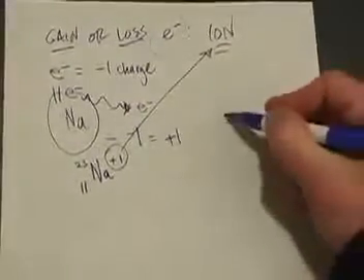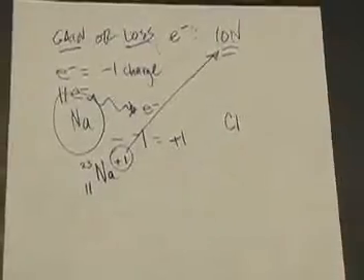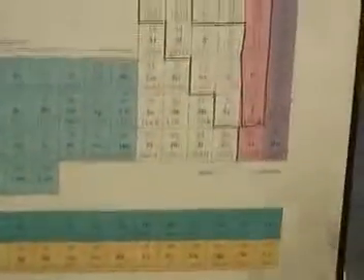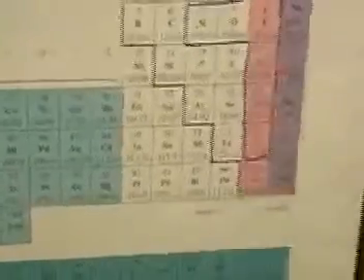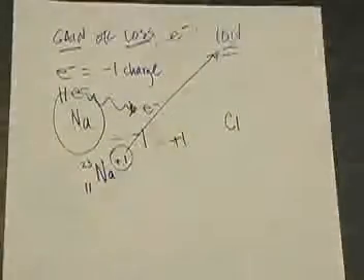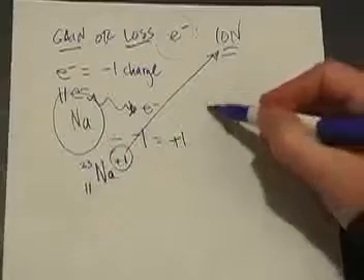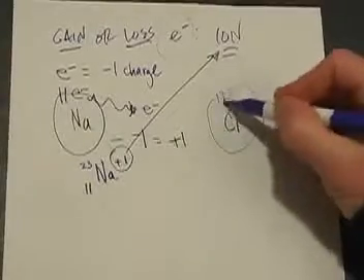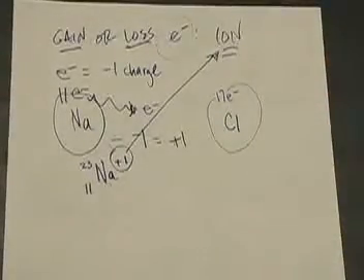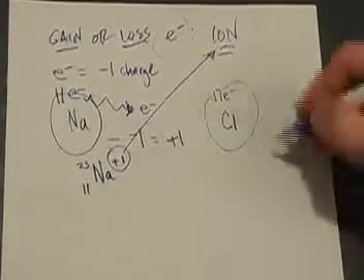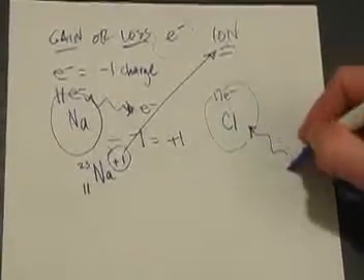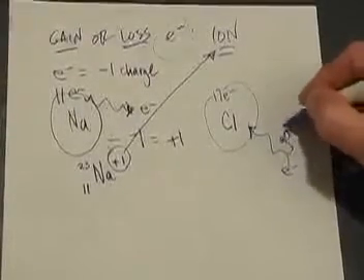Conversely, let's look at the element chlorine. If you look at chlorine on your periodic table, chlorine has 17 electrons, or 17 protons too. But remember, the nucleus isn't affected by reactions. So if we drew this as having 17 electrons spinning around the outside of the nucleus, chlorine is one of those elements that likes to gain electrons.